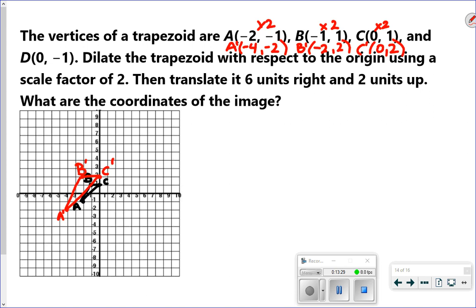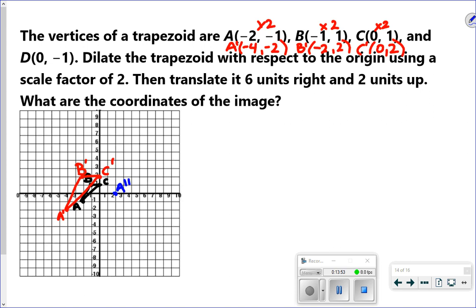Then I need to translate it 6 units right and 2 units up. So I'm going to count for each one. I'm going to count 6 units right, 2 units up. I'm going to switch colors here. I'll start with A. So 6 units right, 1, 2, 3, 4, 5, 6, and then 2 units up, 1, 2. That takes me to 2, 0. This is my second copy of A. Make sure you put 2 apostrophes after it.